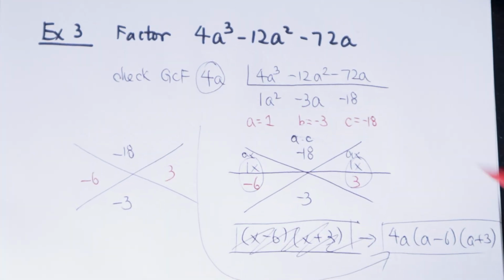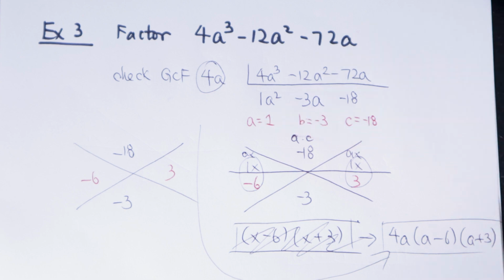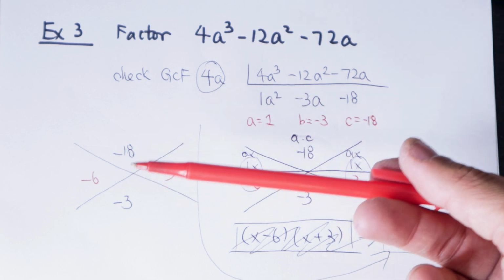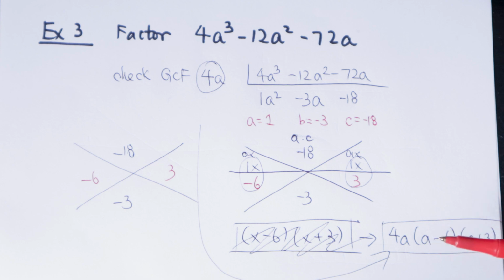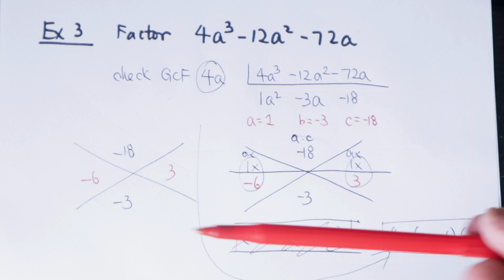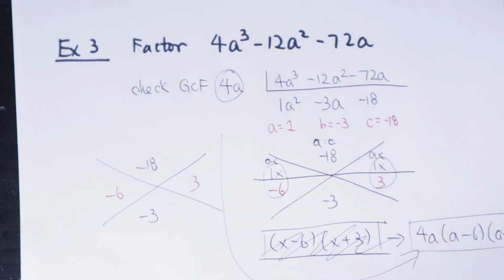So when it comes to a being 1, you could actually use the star method or the X game and still get the same answer as long as a is 1. But if a is not 1, just like example 1 and 2, then you cannot use X game. You could only use the star method.